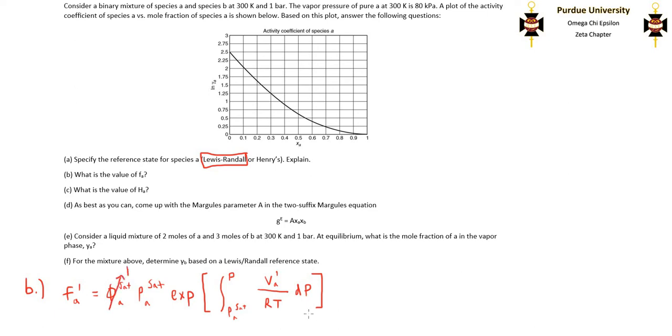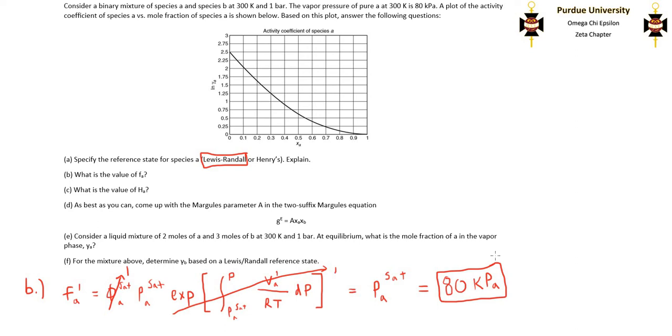This exponential term right here, which is called the Poynting correction, is also going to be equal to 1 because our system pressure is so low. This term is negligible at pressures of less than 100 bar, so at a pressure of 1 bar we can safely assume that this is going to be equal to 1. Since we reduce those two terms to 1, all that's left is that the fugacity of species A in the liquid phase is just the saturation pressure, which is 80 kilopascals. So our final answer for part B is 80 kilopascals.